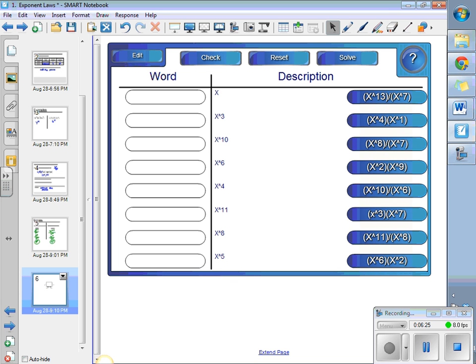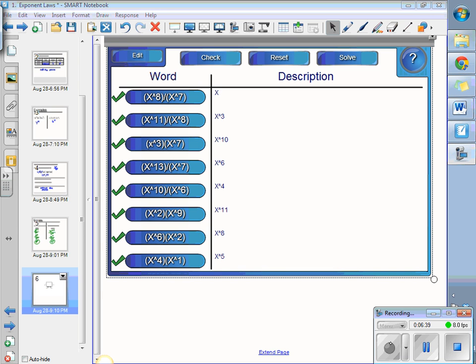All right, and now you have a game, and you are to match up your powers, and you guys can just draw lines because the game is drawn for you. So I'll let you guys do that. Pause it while you do that, and then I'm going to give it to you with your answers. And there are your answers.